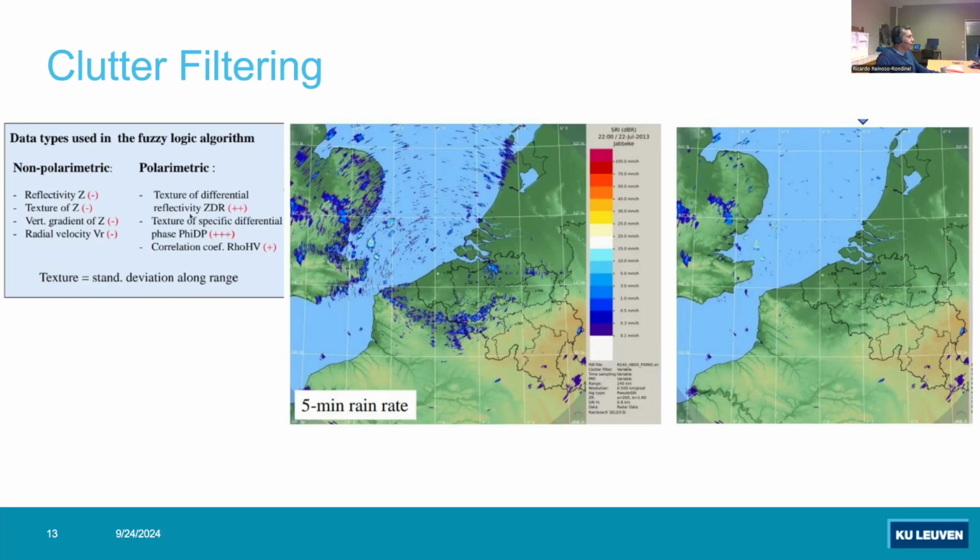On top of that, you also have texture from the differential reflectivity. We can also have texture from the differential phase, the KDP, for example, and of course the correlation coefficient. As I said before, anything below 0.9 is probably not a weather radar echo. And the way to combine this is using fuzzy logic. That's the most conventional way to apply this, and then you can remove, to a high percentage, some unwanted areas of non-precipitation echoes.